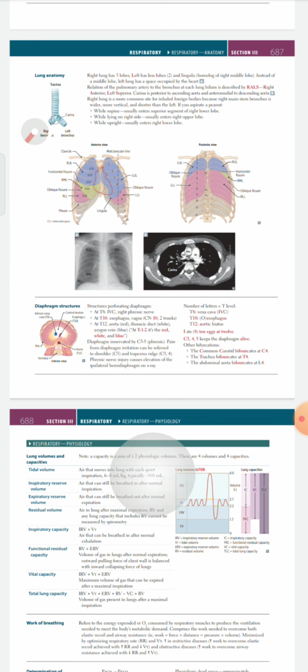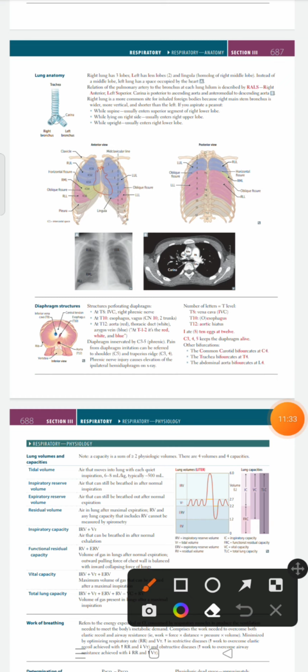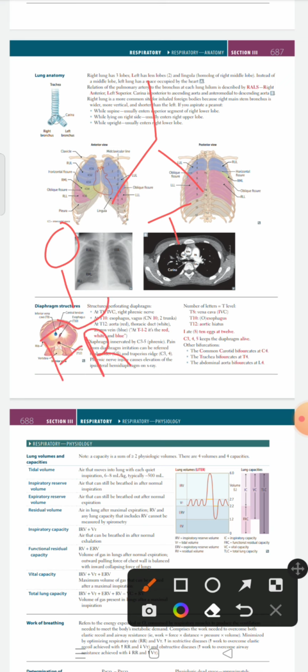Second thing, the clinical portion regarding the anatomy that we have to discuss is pneumothorax. Pneumothorax is basically of two main types: open and tension pneumothorax. Open pneumothorax involves free movement of air during inspiration and expiration.